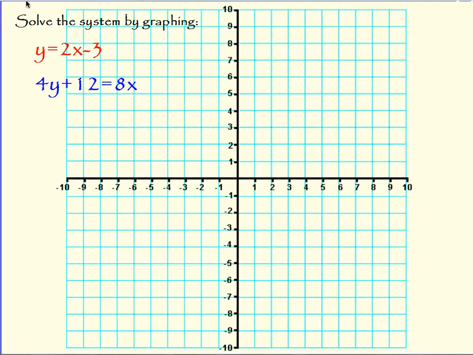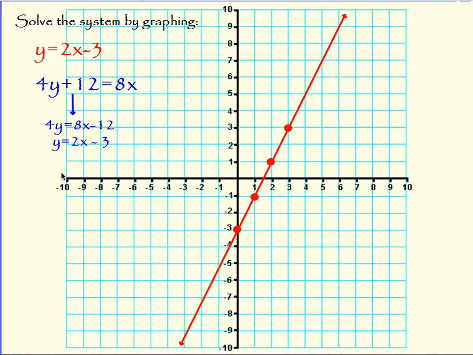Graphing that first equation, starting at negative 3 with a slope of 2, gives me this line. Changing the second equation into slope-intercept form, I'm going to subtract the 12 to the other side, and then divide everything by 4. y equals positive 2x minus 3. And where have we seen that equation before? Wasn't that our first equation? Well, if I graph this blue line starting at negative 3 and having a slope of 2, I get a line that fits right over the top of the line we had before.